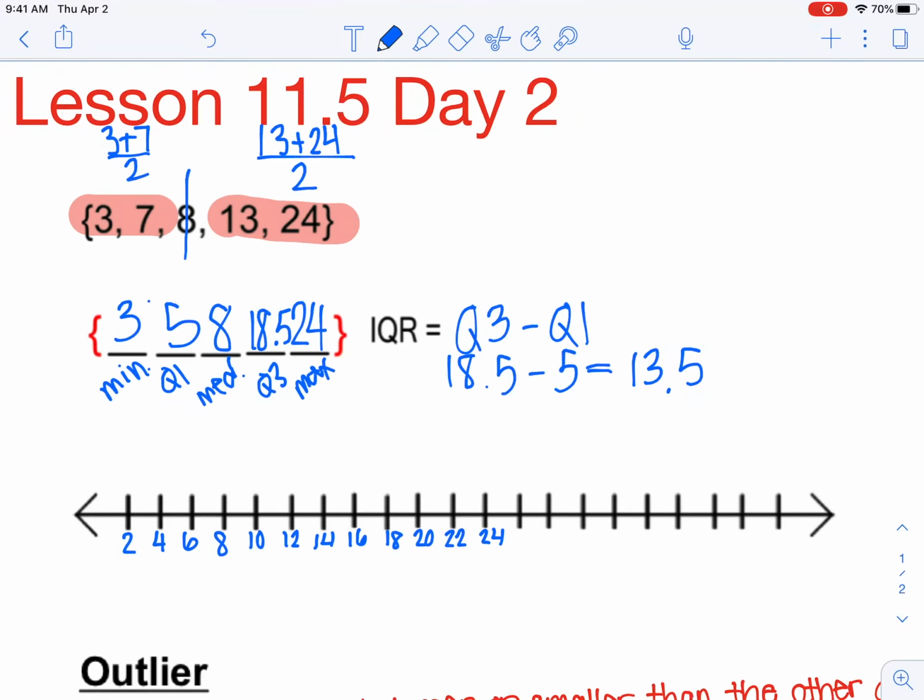Okay, make sure you've got your number line numbered. This one doesn't quite work to count by ones, so I went ahead and counted by twos. So once you've done that, you can put your 5 key points onto your number line. We've got our minimum at 3, Q1 at 5, our median at 8, Q3 at 18.5, and our maximum at 24. So go ahead and create your box. And then connect your minimum and maximum for your whiskers.